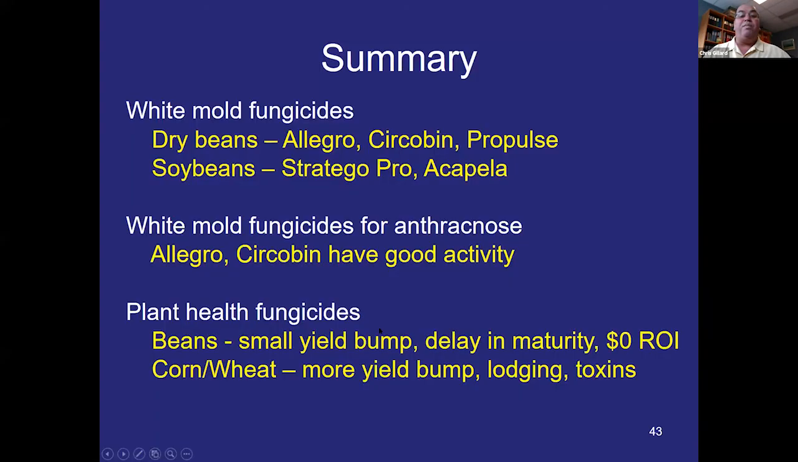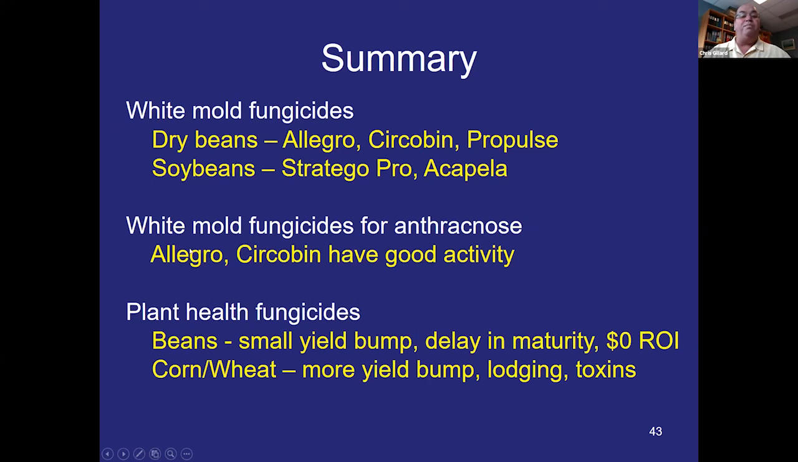So with that, my quick summary slide, white mold fungicides. Yes, we identified Allegro, Cercoban, and Propulse. I think there needs to be some more work done with products like Cercoban to get it utilized more in the marketplace. In soybeans, 2 different products, Stratego Pro and Acapella, in my work have shown good promise.